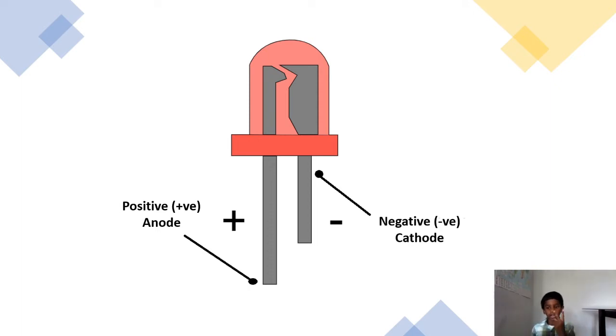The LED has two legs. The long one is called positive, and the true name of it is called anode. And the short leg is called negative, and its true name is called cathode.